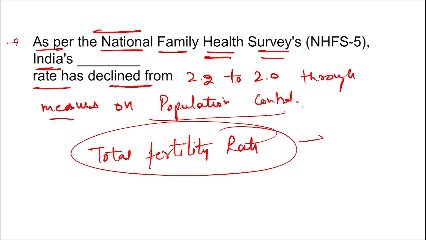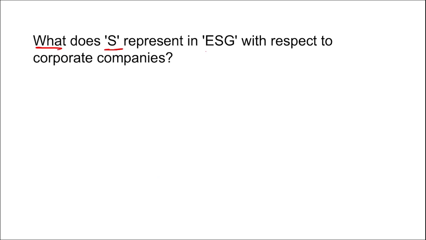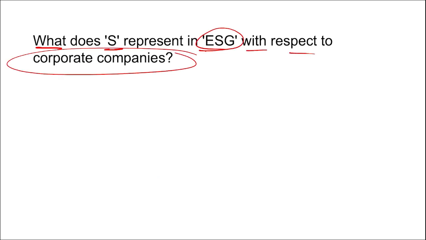Total fertility rate, that is TFR, has declined from 2.2% to 2% through the measures on population control. All right. Next, what does S represent in ESG with respect to the corporate companies?